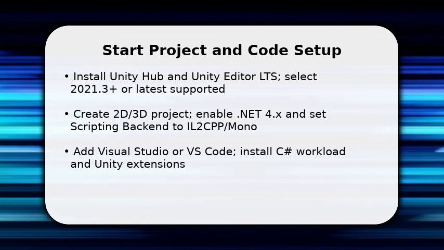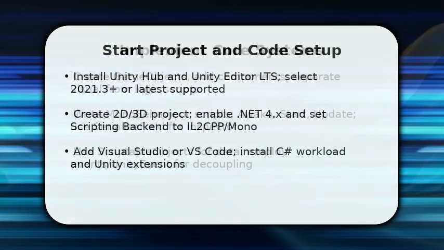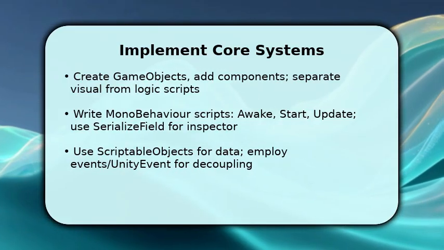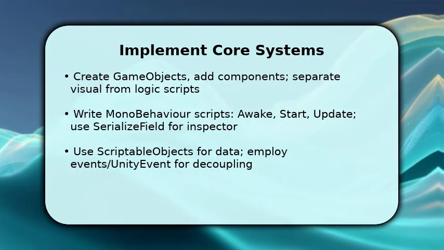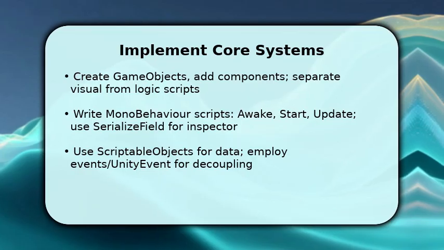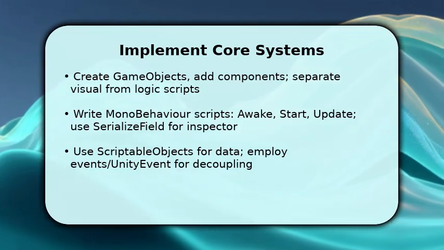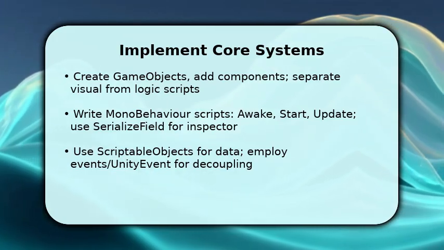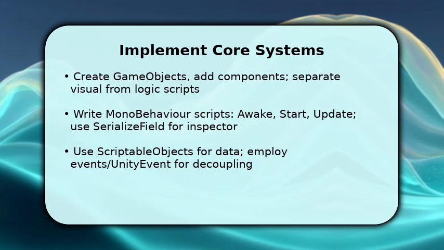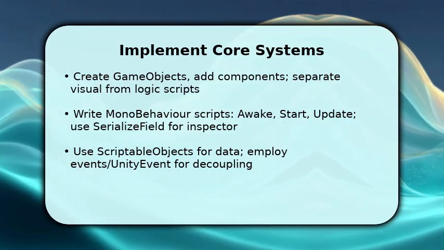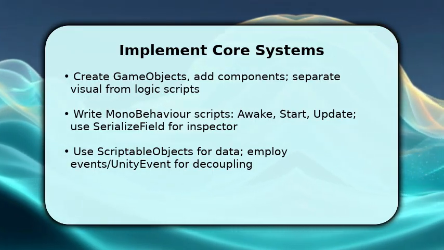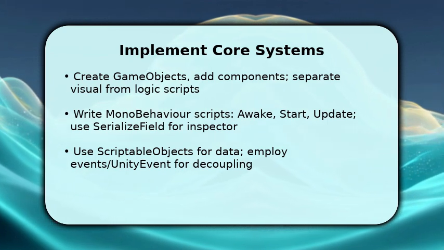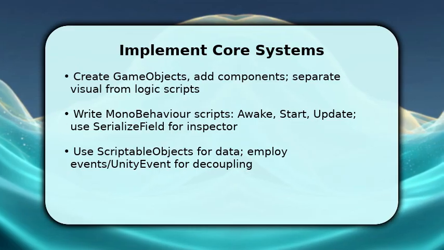You now implement core gameplay systems in C#. Start by creating game objects and attach small, single-responsibility MonoBehaviour scripts. Use Awake for initialization, Start for seeded setup, and Update for per-frame logic. Prefer fixed timers or coroutines for timing. Serialize fields to tweak values in the inspector rather than hardcoding. Once done, extract shared data into ScriptableObjects and connect systems using C# events or UnityEvent to avoid tight coupling. You finish by polishing, profiling, and building.